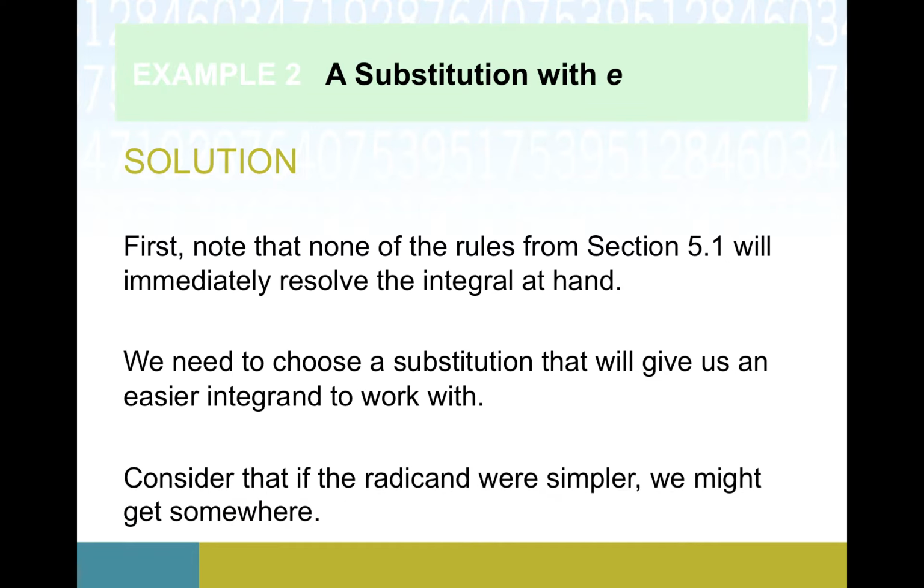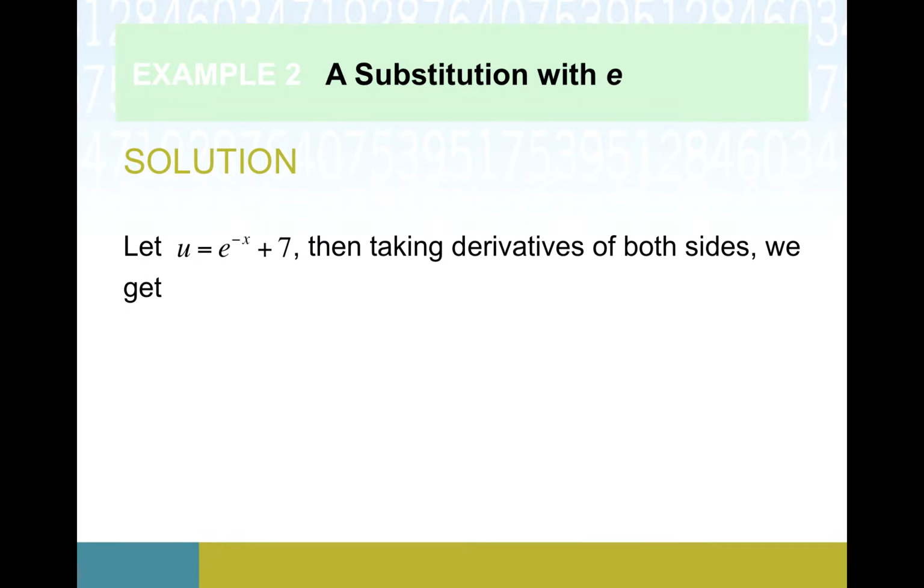So now, if we think, well, maybe it's the radical thing that's causing us the most trouble, let's just try the radicand, the piece underneath the radical, and see if that pans out well. So if you recall, the portion that was under the radical was e to the negative x plus 7. And then we do this, so here's our substitution.